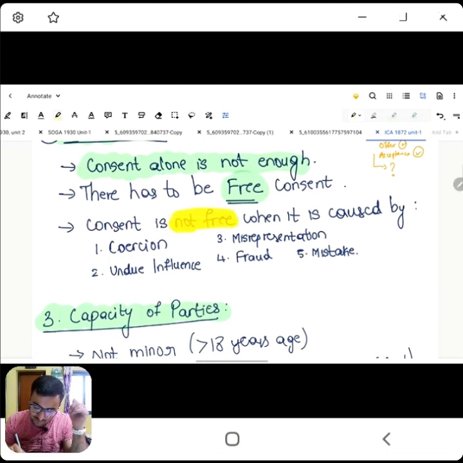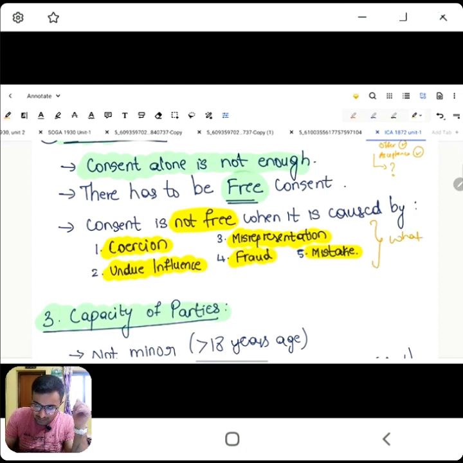So, consent is not free in which situations? In five situations, right? Number one, in case of coercion. Number two, in case of undue influence. Number three, in case of misrepresentation. Number four, in case of fraud. Number five, in case of mistake. Now, what do these terms mean? We will discuss them in humongous detail. There will not be a single doubt left in unit number 3, right? In unit number 3, we discuss this consent part in great detail.